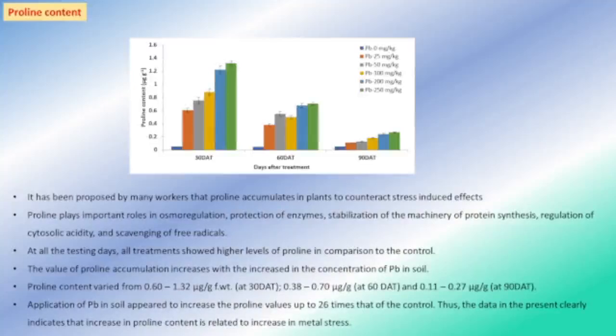reactive oxygen species. Our study shows that all the treatments show a higher level of proline accumulation in comparison to the control. Maximum accumulation of proline was found in the highest lead concentration treatment, which is 250 milligram per kg. Application of lead in soil appears to increase the proline value up to 25 to 26 times as compared to the control, which indicates that the increase in proline content is related to increase in metal stress.